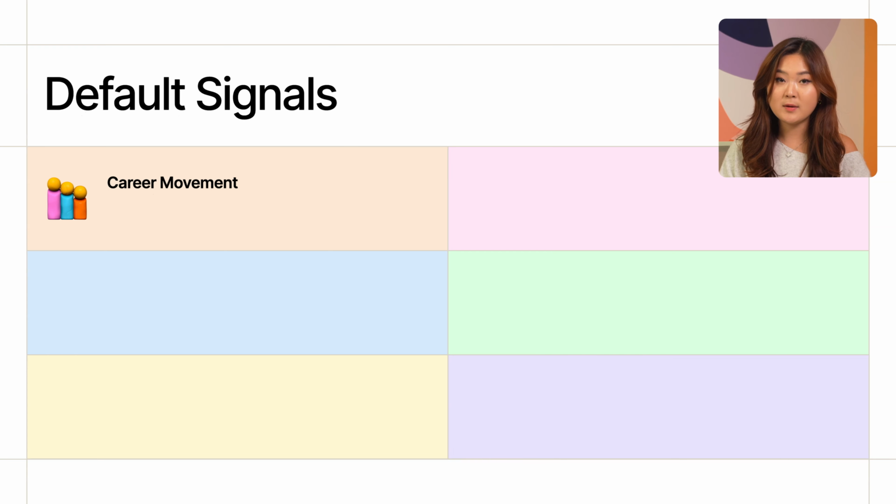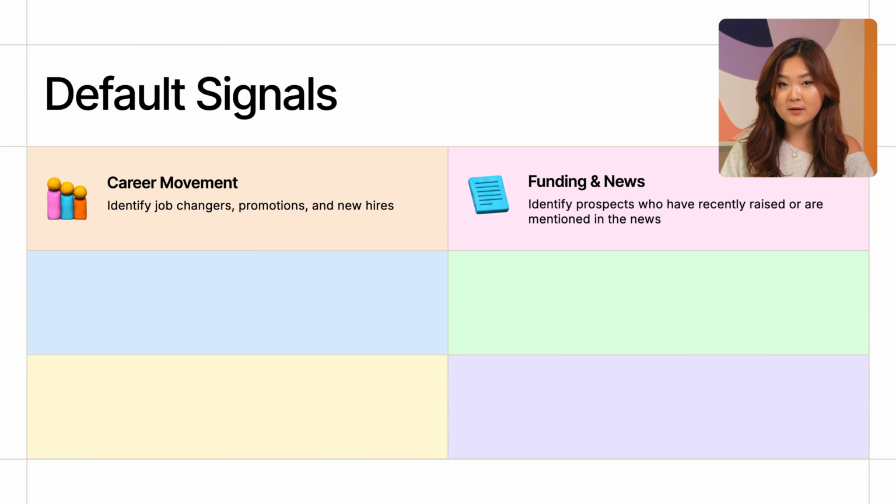setup complexity. Career movement signals track VP-level job changes, new hires, promotions, layoffs, and relocations. When your champion moves companies, you'll know within hours. News and fundraising intel monitors funding rounds, mergers, acquisitions, partnerships, product launches, and leadership changes.